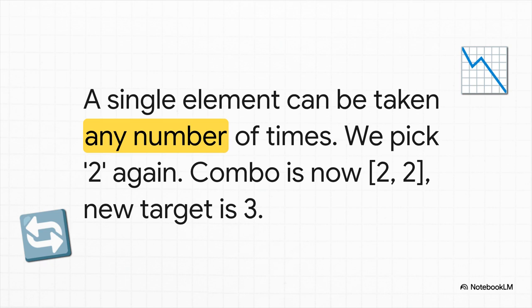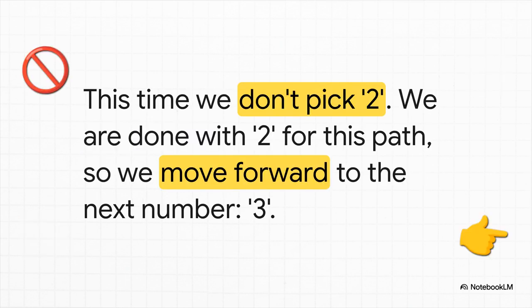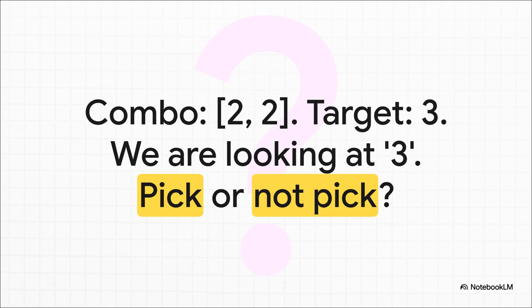And you know what? Let's say yes again. So our combo becomes 2, 2, and our target shrinks again, down to 3. Okay, we're still looking at the number 2, but this time let's finally make the other choice. We say don't pick. What does that mean? It means we're done with the number 2 for this specific path, and we finally move on to the next candidate in our list, the number 3. So check this out. Look where we are. Our combination so far is 2, 2.